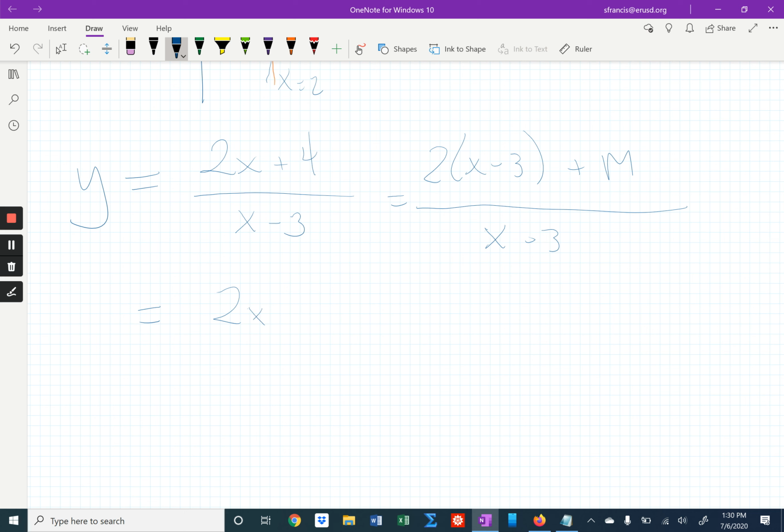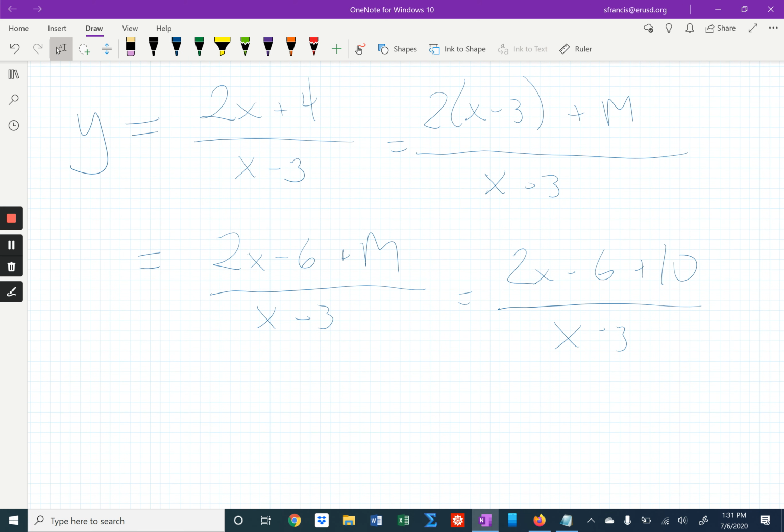Now remember, if you distribute that 2, it becomes 2x minus 6 plus m over x minus 3. So what are we going to put in here? Well, I need to make this minus 6 into a plus 4, so that means I need to add 10 to it. So 2x minus 6 plus 10 over x minus 3. Now again, if I take a look at just this term divided by x minus 3, that's where I'm going to get 2, because these x minus 3's are going to cancel. So y is equal to 2, plus 10 over x minus 3.